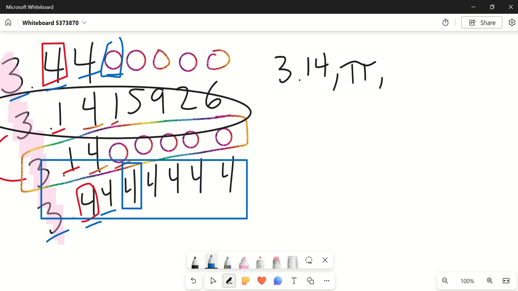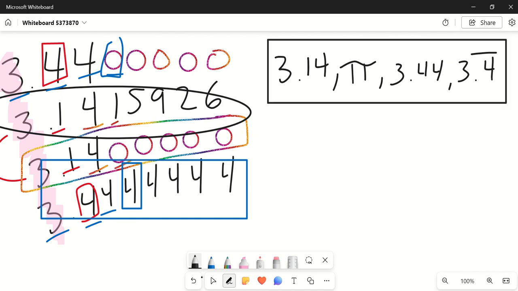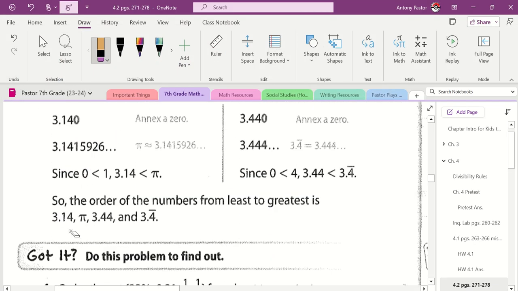So the next one would be 3.44. Oh, sorry. Let's keep it in the same color. 3.44. And then 3.4 repeating. And this would be our order from least to greatest: 3.14, pi, 3.44, and 3.4 repeating. And that is exactly what we got.